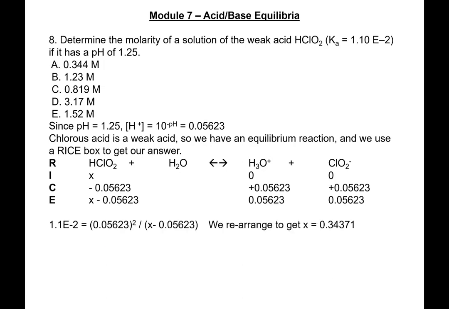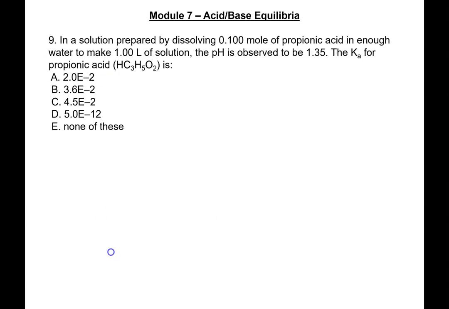And now I can write my equilibrium expression: 1.1 times 10 to the minus second is 0.05623 squared divided by X minus 0.05623. And I'm looking for X, the molarity of HClO2. So I can rearrange this, got to do a little algebra. It's not difficult, and I'm going to get 0.34371. Now I look at my possible answers, and I see that answer A is the correct answer.